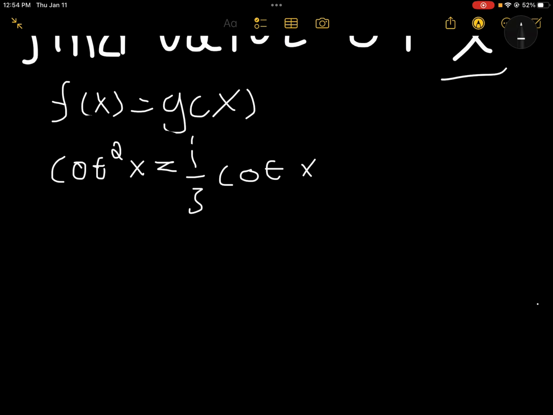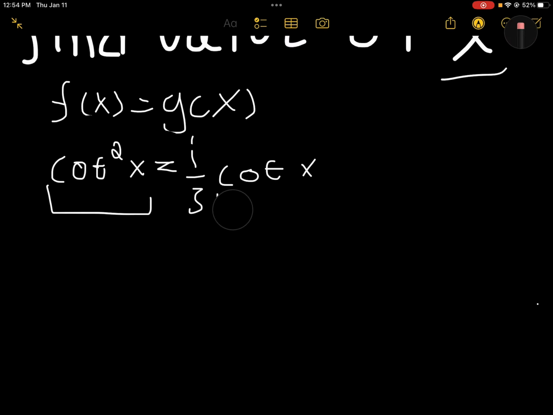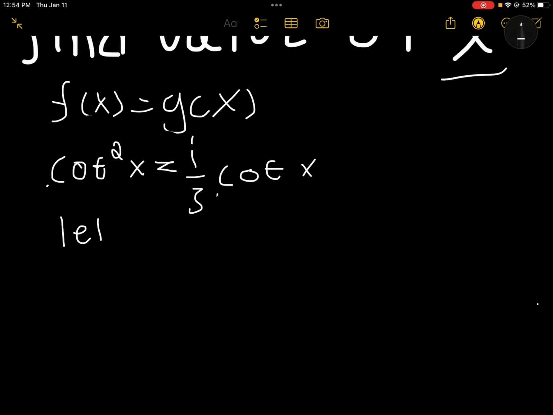Now, I can make this into a quadratic, right? I have these two that are similar. So what I can do is I'll do this. Let u, or let any number, I use u usually. Let u equal cotangent x. And I'm also going to move it to the left side.